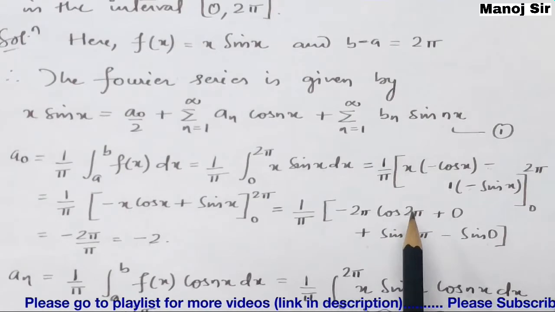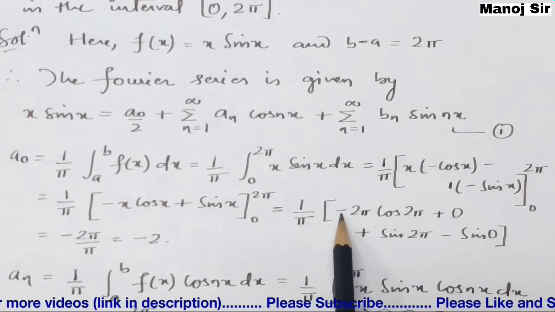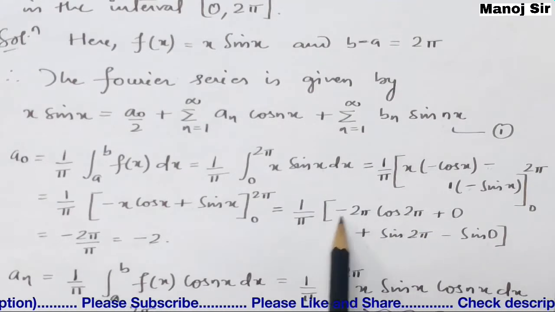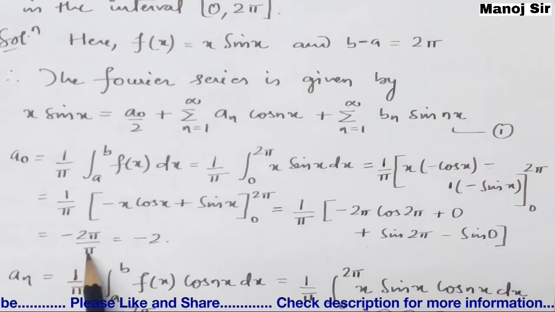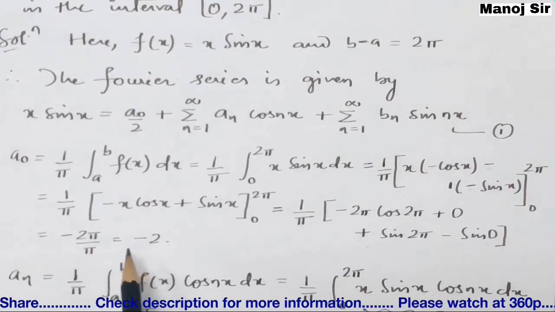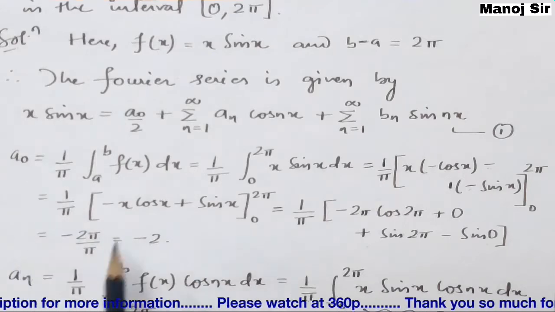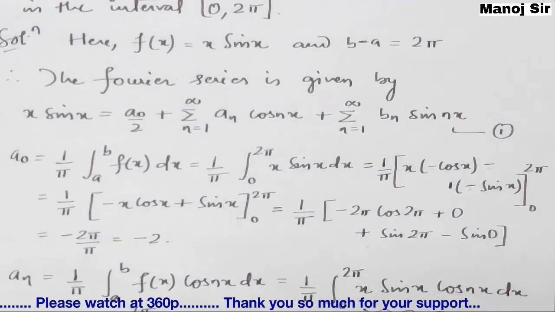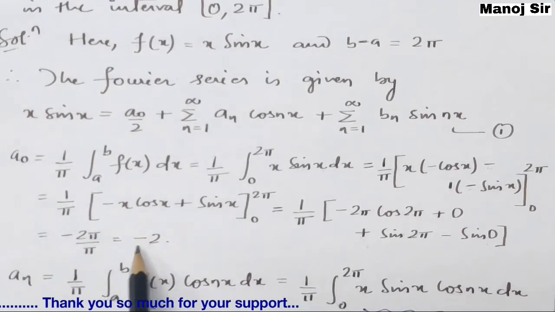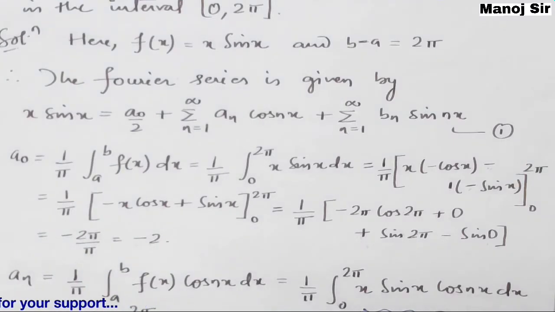Okay, cos of 2 pi is how much? 1. So we have minus 2 pi upon pi. Okay, minus 2 pi upon pi, that is pi will get cancelled. So we are left with minus 2. And what is minus 2? Yes, a naught equals minus 2. Okay, so we have the value of a naught, that is how much? Minus 2.